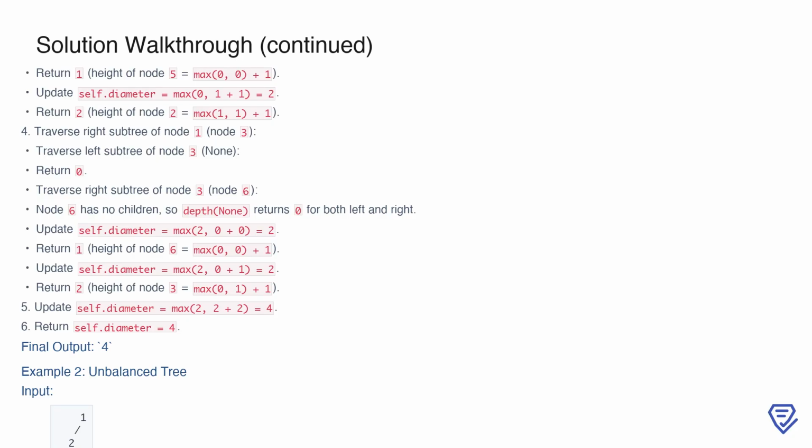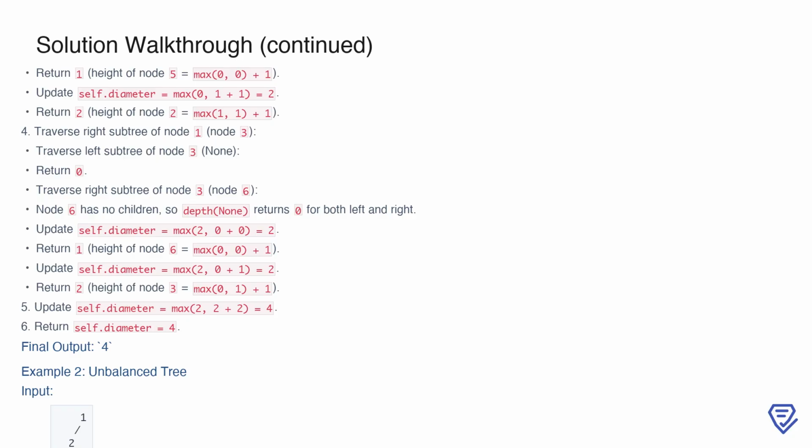Moving to the right subtree of node 1, we process node 3. Its left subtree is null, so the height is 0. For its right child, node 6, since it has no children, the depth function again returns 0 for both left and right subtrees. The height of node 6 is 1, and the diameter remains 2. Combining these, the height of node 3 is 2, and the diameter stays 2.